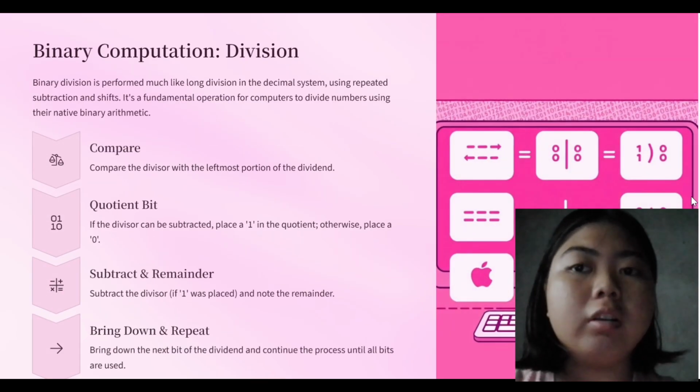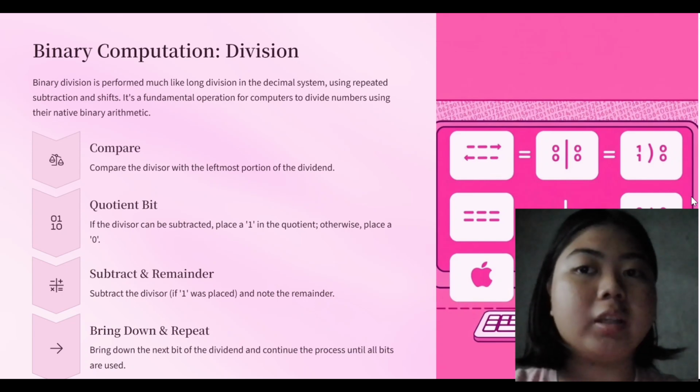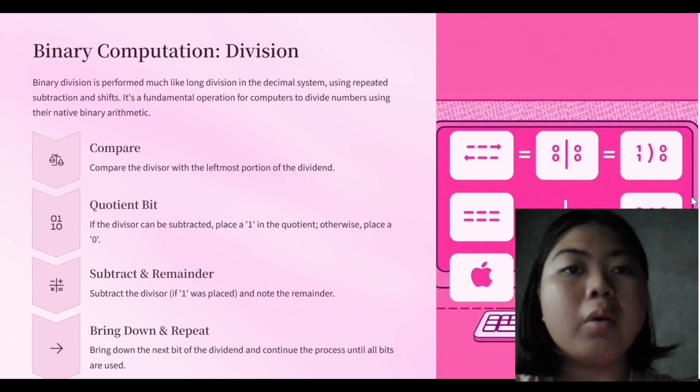Binary computation using division. Binary division is performed much like long division in the decimal system, using repeated subtraction and shifts. It's a fundamental operation for computers to divide numbers using their native binary arithmetic. There are 4 steps to follow. First, we need to compare. Compare the divisor with the leftmost bits of the dividend.